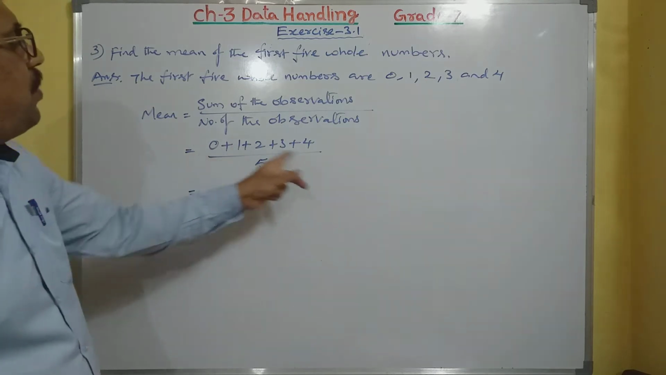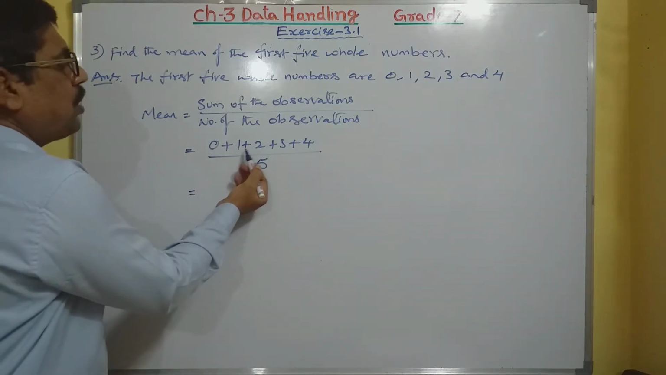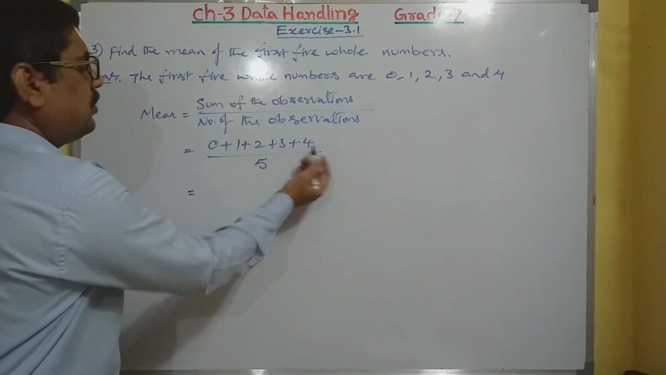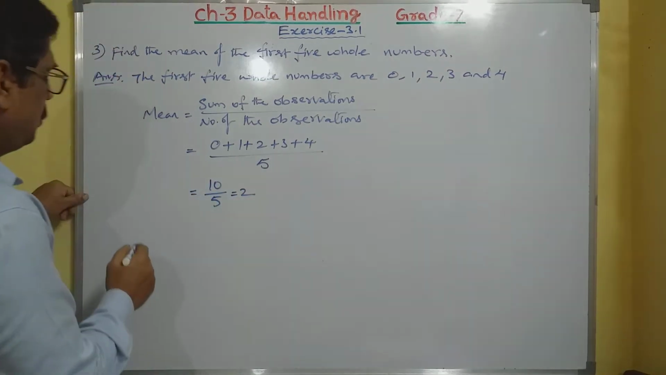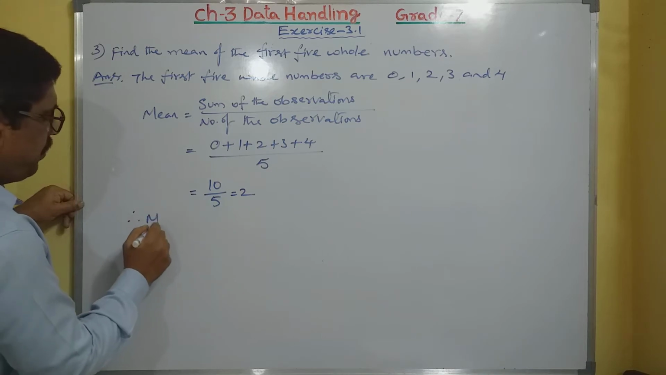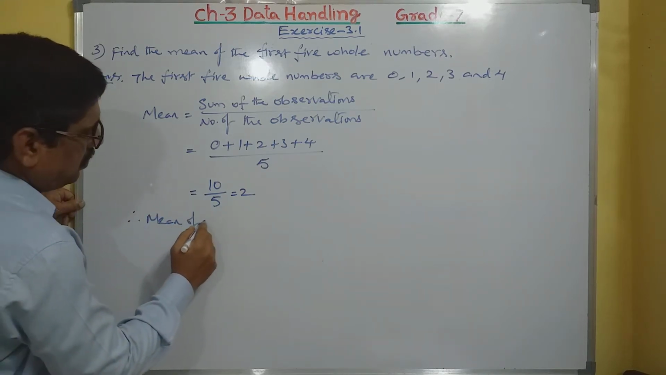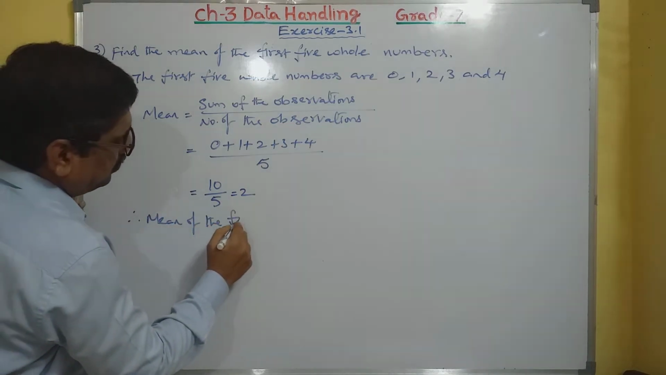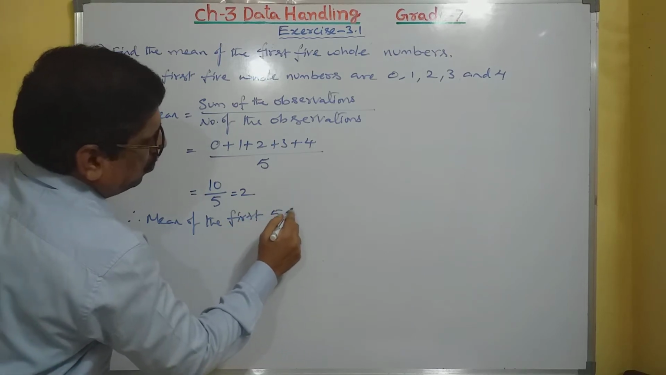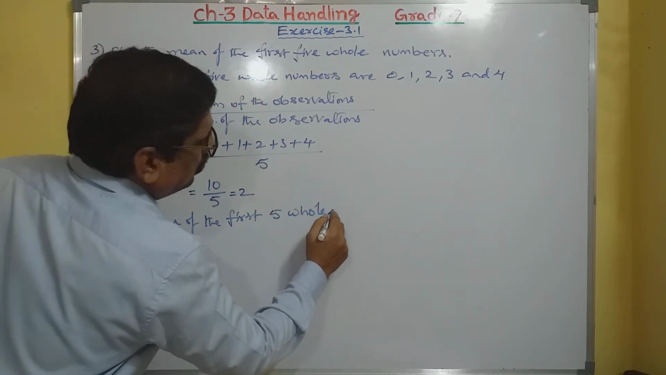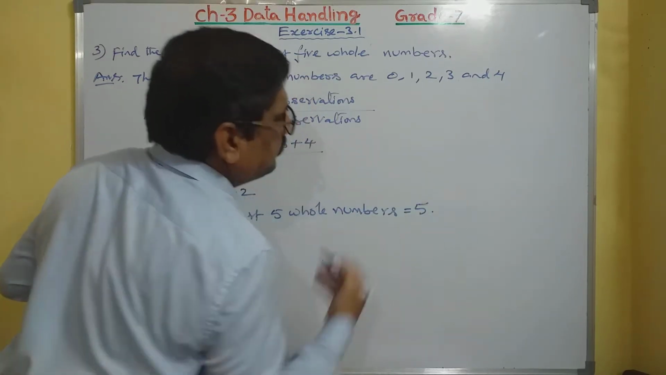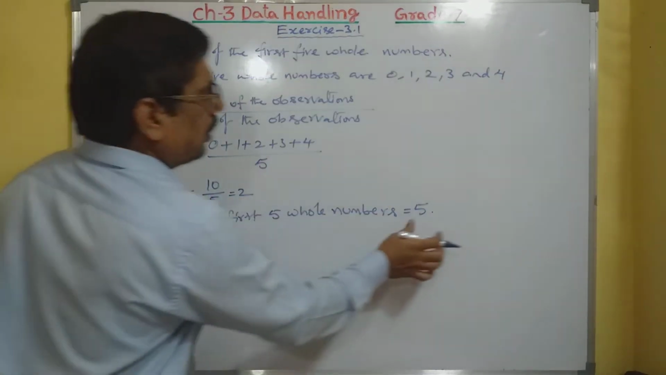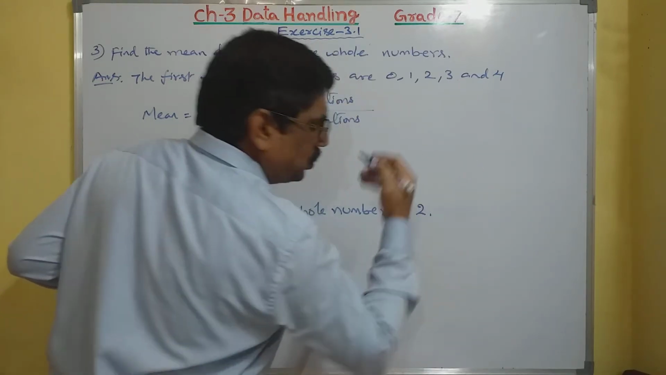Now what is the sum of all the observations? 0 plus 1, 1; 1 plus 2, 3; 3 plus 3, 6; 6 plus 4, 10. 10 by 5, that is equal to 2. Therefore, the mean of the first five whole numbers is equal to 2.